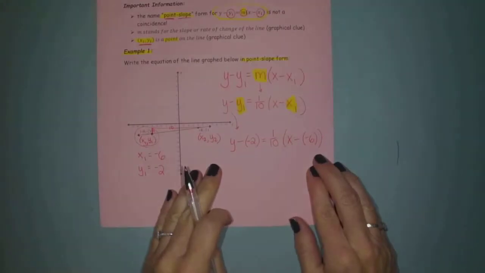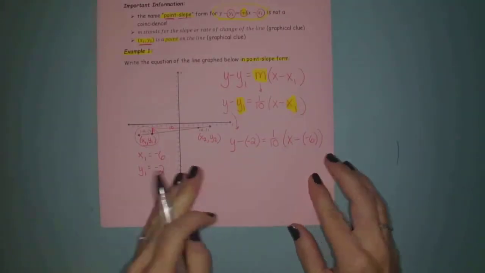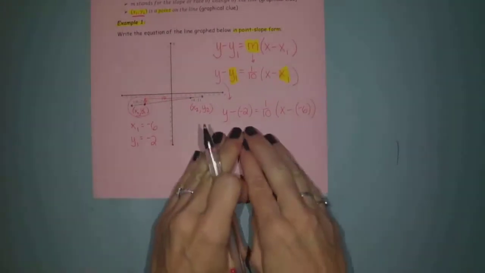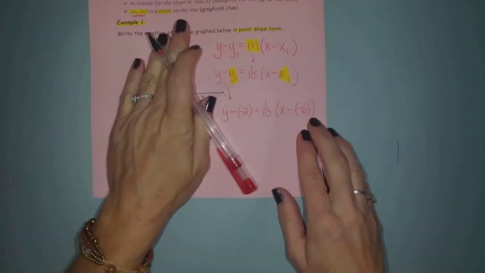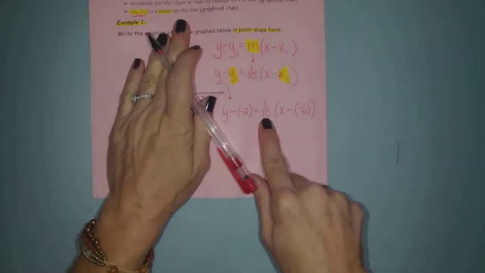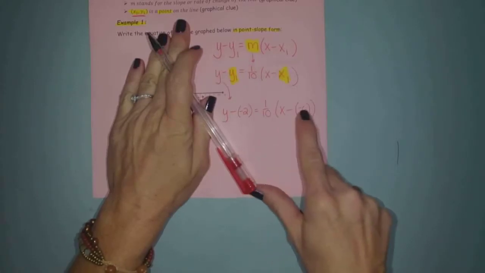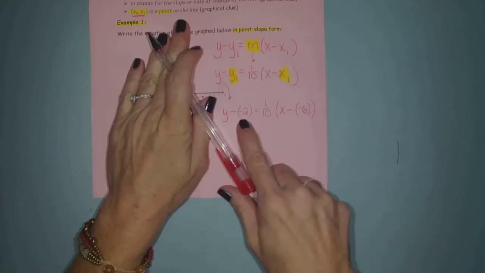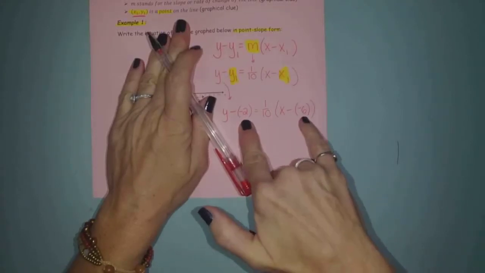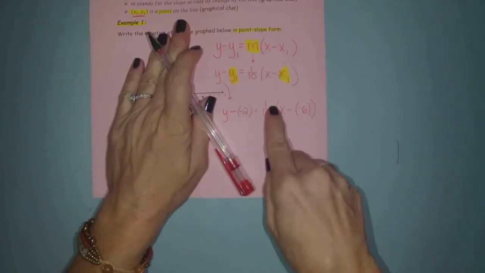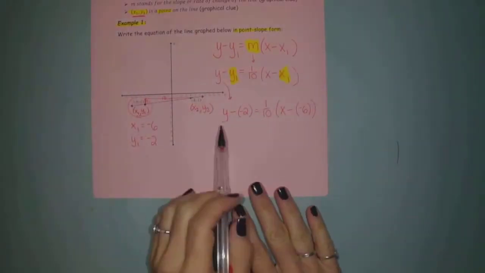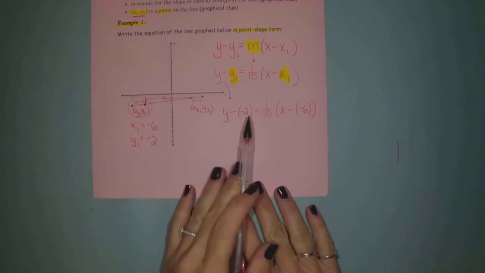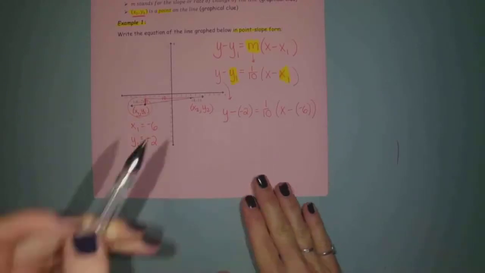So that is point slope form. And again, what that shows me, if I was looking at this equation and I didn't have this picture, I would know that the slope of my line was 1 over 10, and I would know that my line went through the point -6, -2. See, it shows a point and a slope. Point slope.